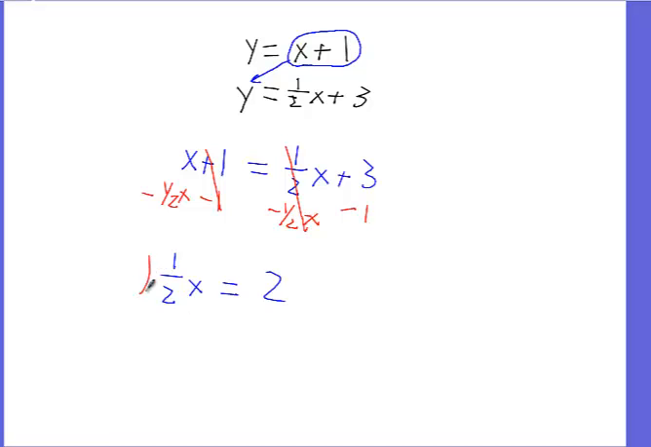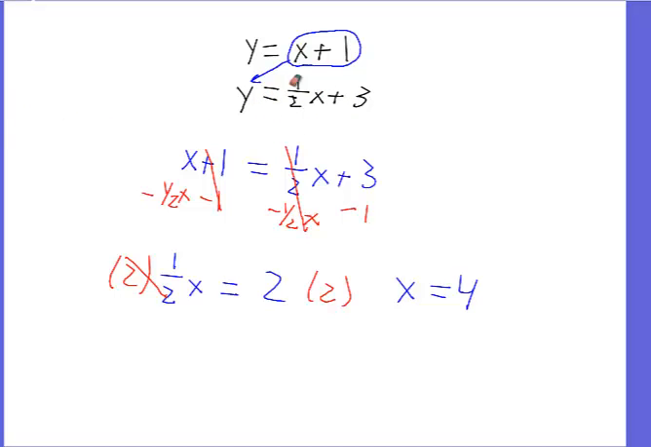Again, if we want to get x alone, we're going to multiply both sides by 2, since 2 and 1/2 are reciprocals, and they're going to cancel. Then we know that x is going to equal 4, because 2 times 2 is 4. So we're almost done, because we just know that x equals 4. But again, with the system, we want to know the solution for x and y. The nice thing here is that we know that y is equal to x plus 1, or we know that y is equal to 1/2 x plus 3.